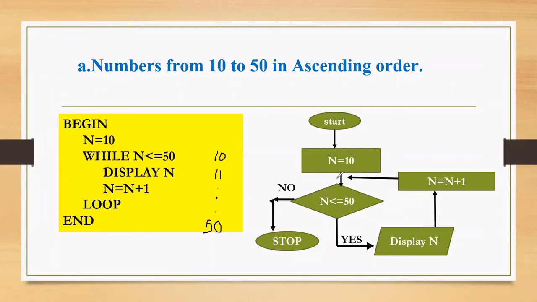Okay, so 10 is assigned to n, then 10 is less than or equals to 50, yes, then display n, and 10 is increased by 1, that is 11. Then 11 is less than or equals to 50, yes. Likewise it is repeating. Then you can see how many executions there are here, from 10 to 50. There are 41 rounds, right? 41 executions, because it starts from 10.